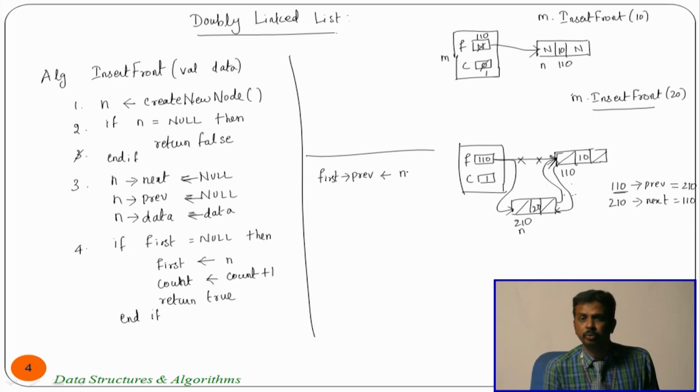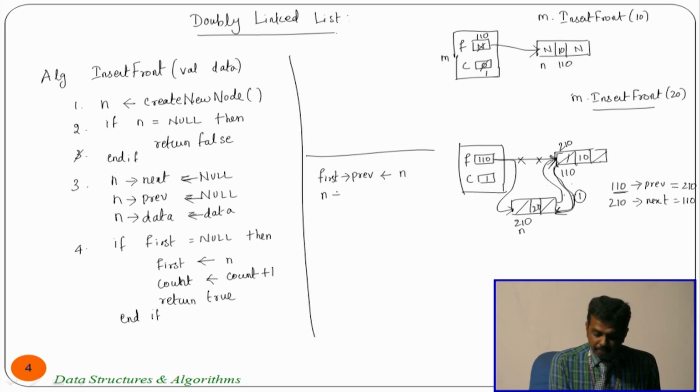210 is nothing but the newly created node. So this link is created as the first one. This field is updated with 210, so this link is created. Next, 210's next has to be filled with the current, that is 110. It means n of the next has to be filled with 110. 110 is nothing but the current first node, first. So this link will be created now, and this field will be updated with 110.